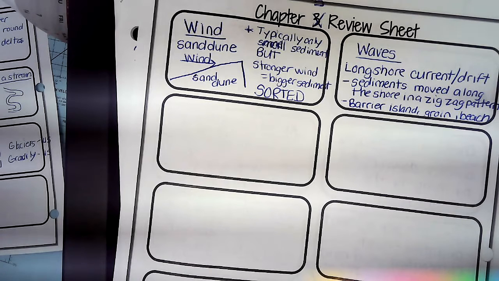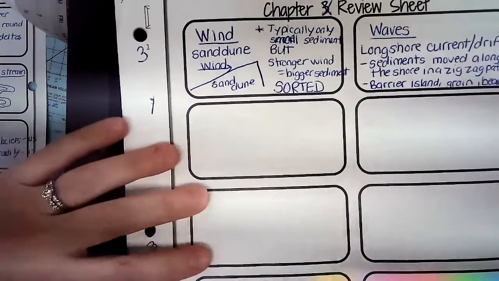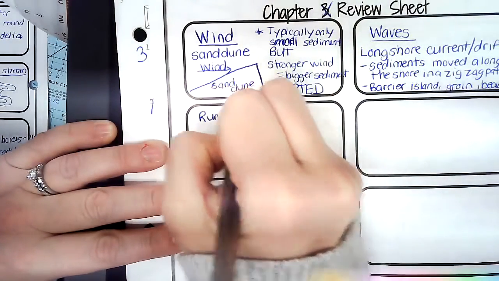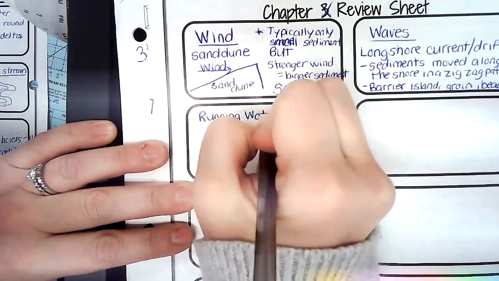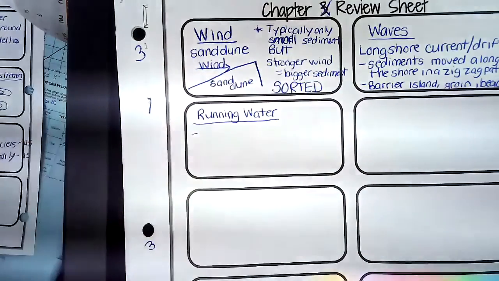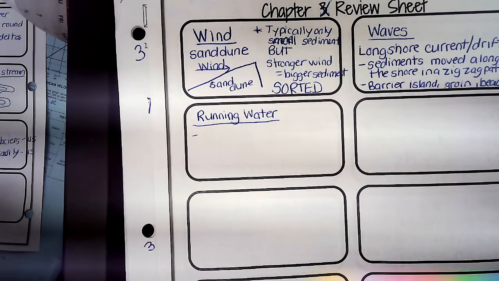Running water is going to take us a hot minute to get through. We're going to use a couple boxes for running water. Let's start with some keywords. Water goes downhill. I'm not including that on my review sheet.